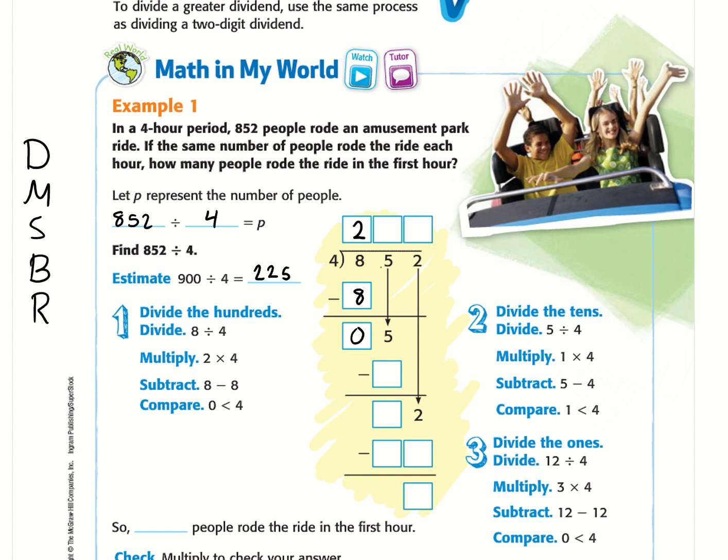4 divides into 5 one time. Multiply. 1 times 4 equals 4. Subtract. 5 minus 4 equals 1. And I can bring down the 2. So I'm going to bring down and repeat. 4 divides into 12 3 times. 3 times 4 equals 12. Subtract. 12 minus 12 equals 0.